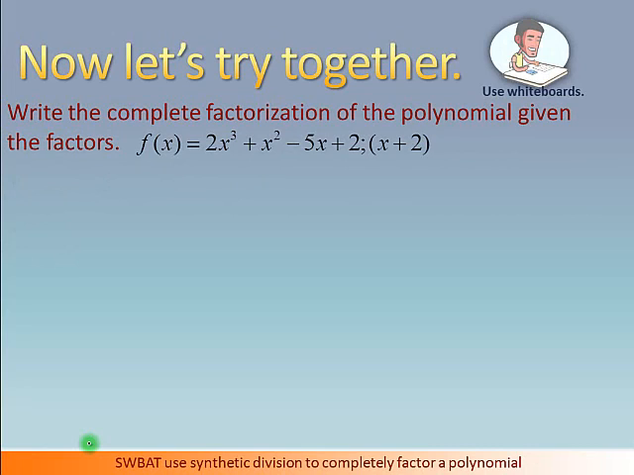Next example, we need to write the complete factorization if you're given one or more factors. So I have a cubic, a third degree polynomial, and I'm given x plus 2 is one of my factors. I want to use synthetic division to completely factor this polynomial. Since we're given a factor, I want not to use a positive 2, but I want to use -2 because it's x minus a -2. So on the outside will be the -2.